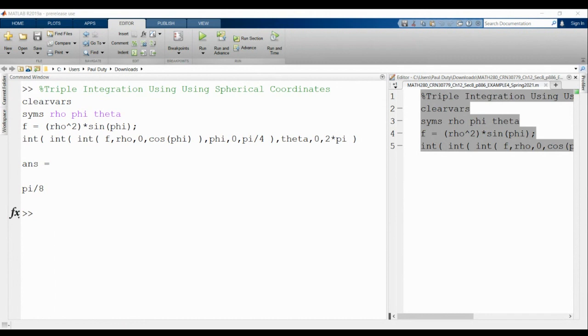Now, naturally, class, if you can write MATLAB code for a triple integral and understand it, you can then naturally write MATLAB code for a double integral. Okay, so, all right, let me stop the recording.